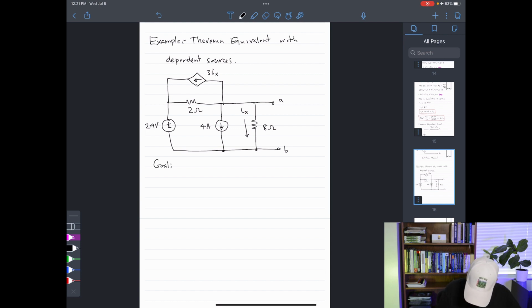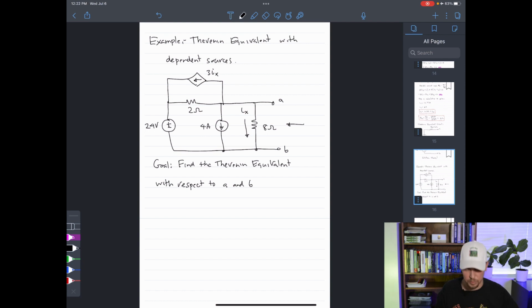And the goal is to find the Thevenin equivalent circuit with respect to terminals A and B. So we're looking in through these terminals and finding the Thevenin equivalent with respect to that.